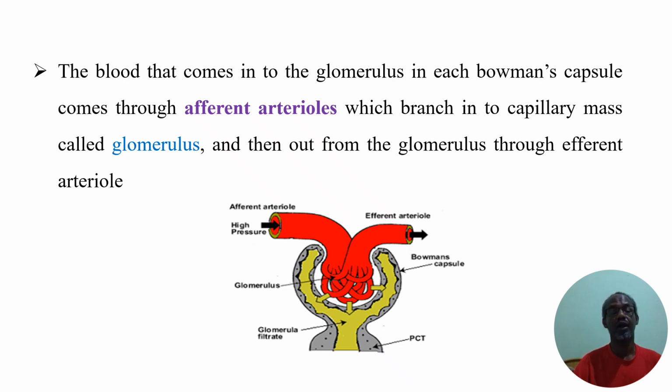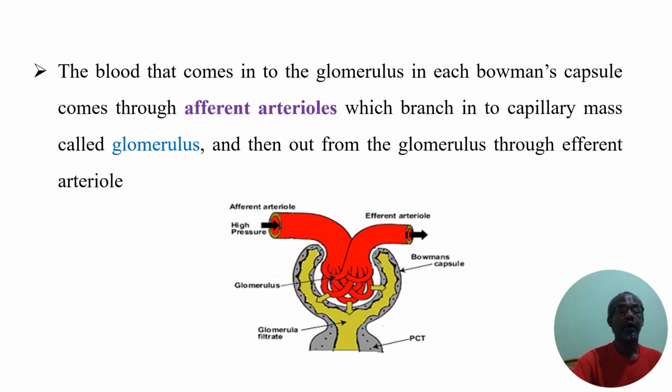Therefore, there are two adaptations: one, the glomerulus is held between two arterioles, which are the smallest arteries, and arteries are high pressure system tubes; and two, the afferent arteriole is wider than the efferent arteriole. These two together create a net pressure of about 15 millimeters of mercury, which is responsible for filtering blood in this Bowman's capsule. This is the first stage that we name ultrafiltration, pressure filtration, or glomerular filtration.